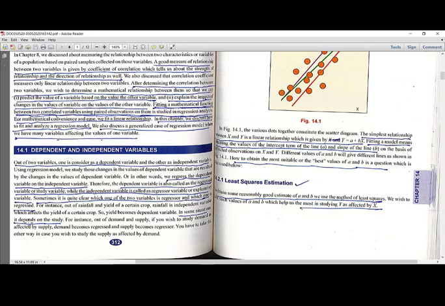In some situations, it depends on the study. For instance, out of demand and supply, if you wish to study demand as affected by supply, demand becomes regressed and supply becomes regressor. You have to take the other way in case you wish to study the supply as affected by demand.